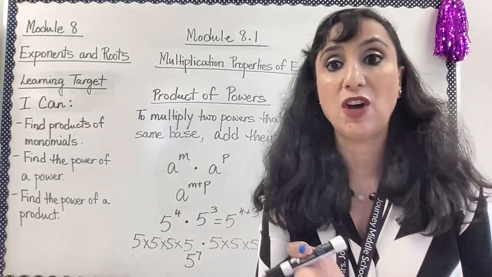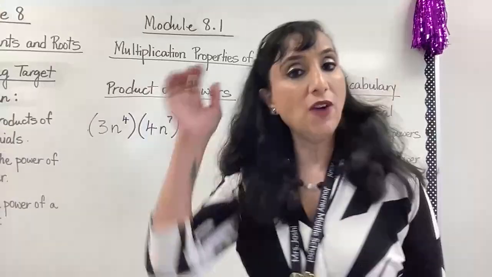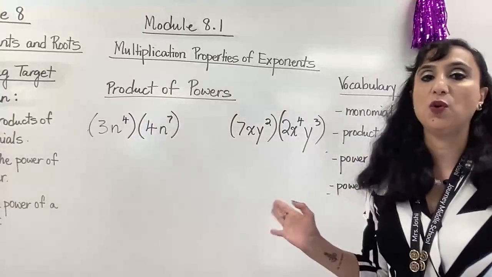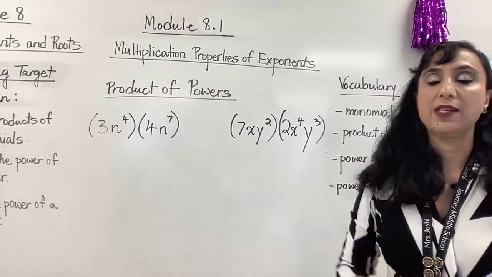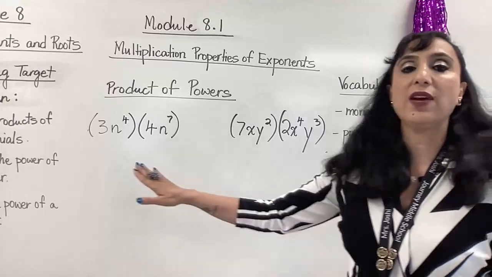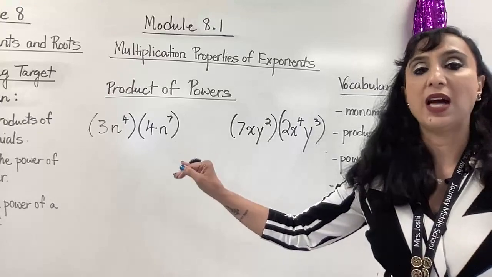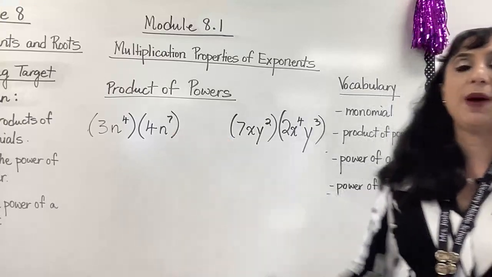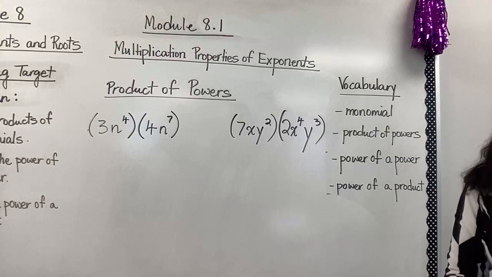So the bases have got to be exactly the same. So I've gone ahead and put two questions on the board, and we are going to use the product of powers in order to solve this. Okay, so let's look at the first one. It is 3n to the 4th power times 4n to the 7th power. So in order to do this, we are going to group the coefficients and the variables.